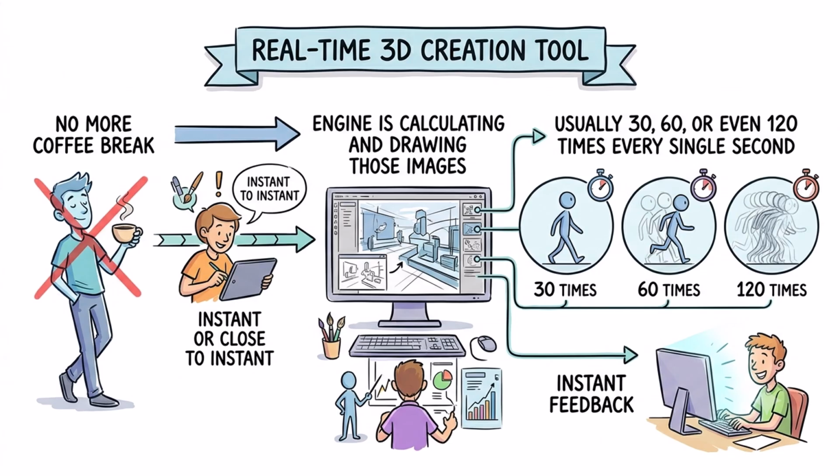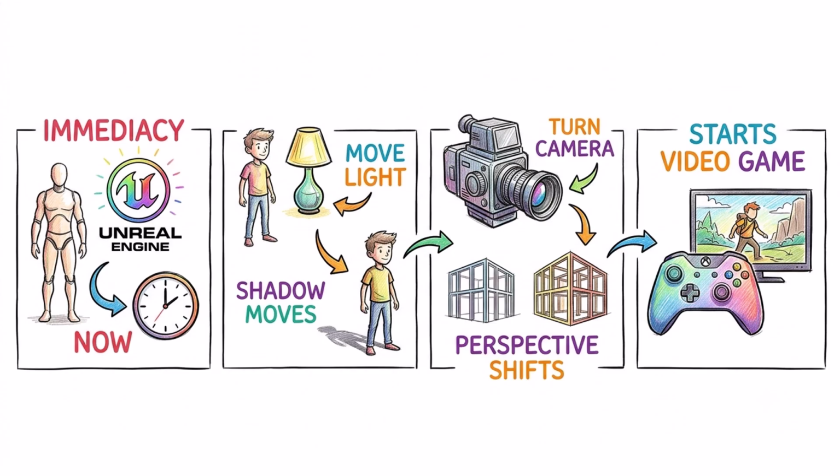That is not real time. So when Unreal Engine is described as a real-time 3D creation tool, it means no more coffee break. The engine is calculating and drawing those images instantly, or close to instantly, usually 30, 60, or even 120 times every single second. It's all about immediacy. You move a light source in the scene, and the shadow moves with it instantly. You turn the virtual camera, and the entire perspective shifts instantly.